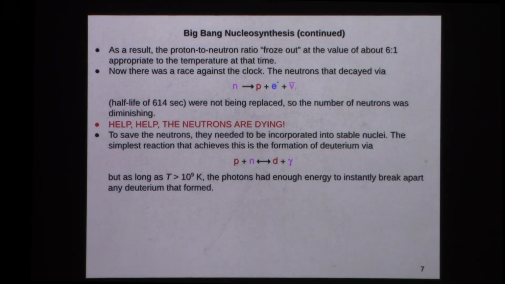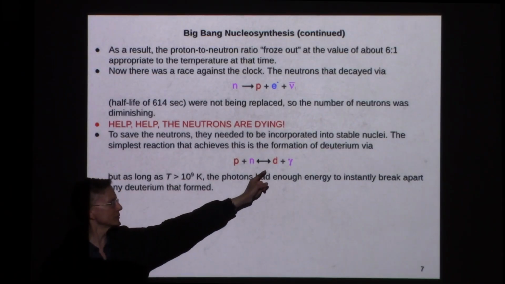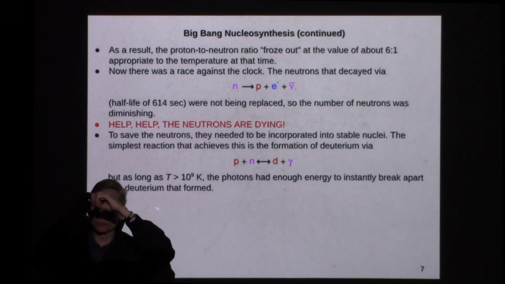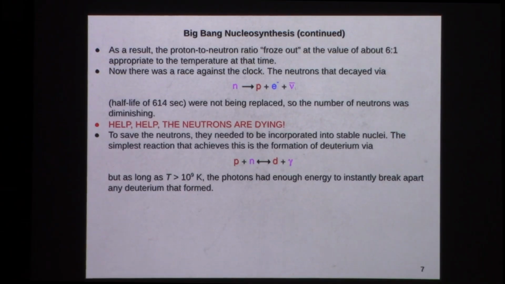They don't turn into protons. The simplest reaction that achieves this is the formation of deuterium via proton plus neutron becomes deuteron, a deuterium nucleus, right? Proton plus neutron combined, plus a gamma ray. This doesn't tend to happen in the sun because there are no free neutrons around to do this.